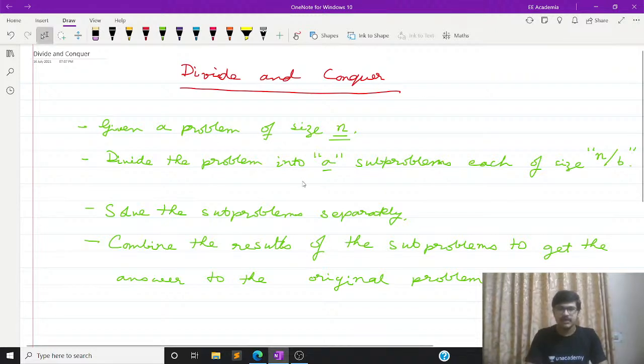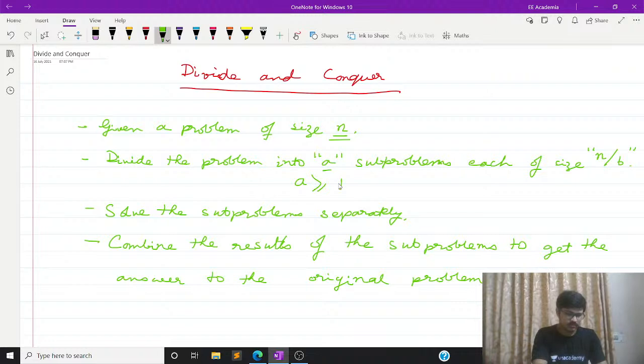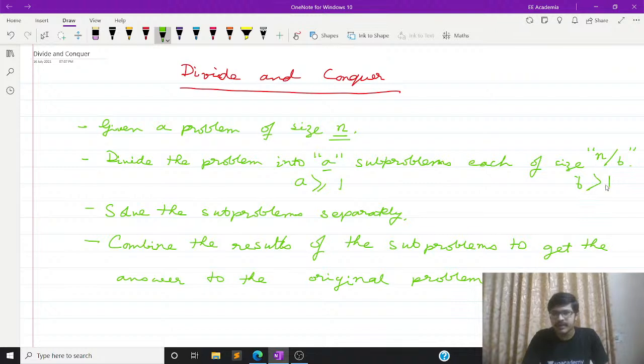So here a should be greater than or equal to 1, because we have to divide it into at least one or more subproblems. And here, n by b, b will be greater than 1. Why? Because we have to divide it into subproblems which are of size lesser than n. So here b will be greater than 1.